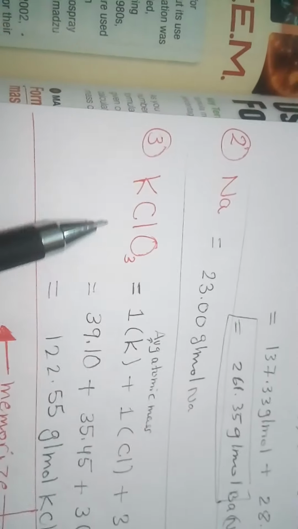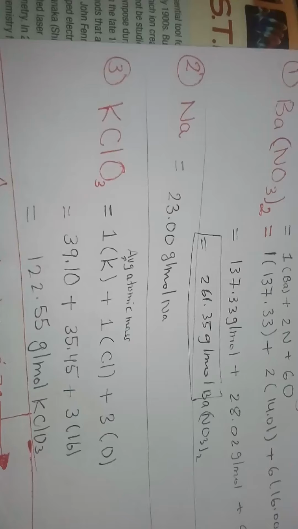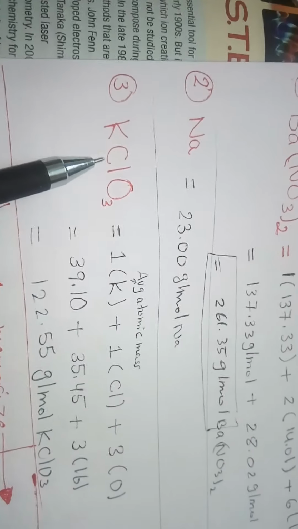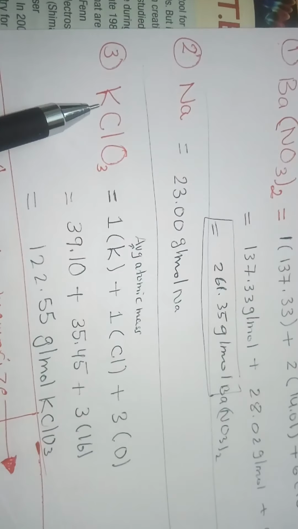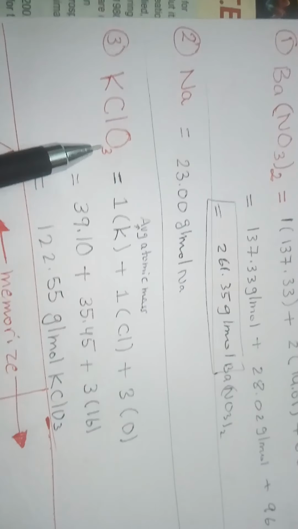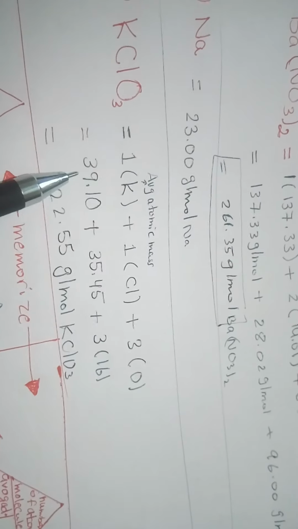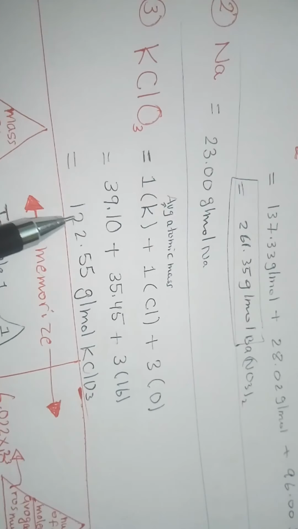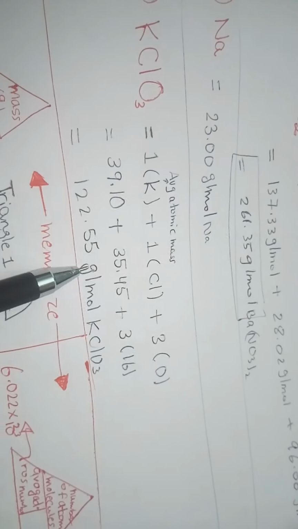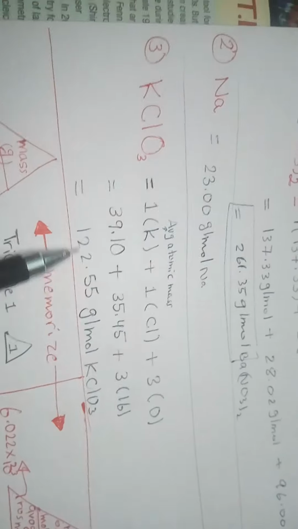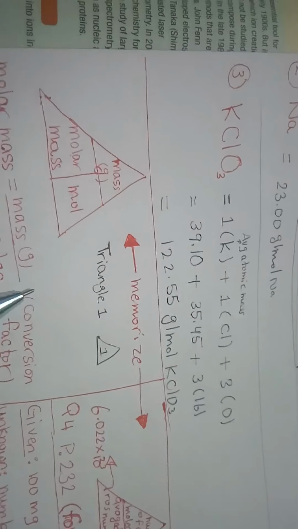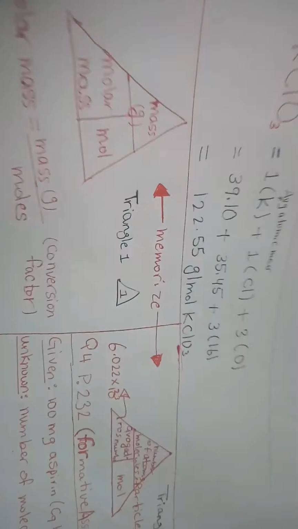Okay, moving on to potassium chlorate, KClO3. As you can see, you have 1 potassium, 1 chlorine, 3 oxygens. We plug in, multiply, and add, and we get the molar mass of potassium chlorate.